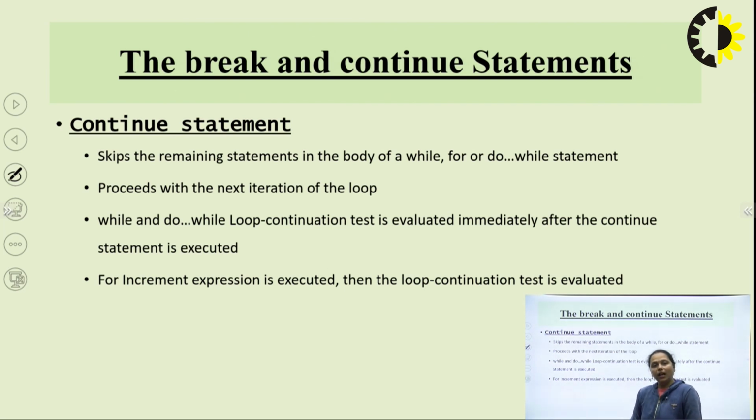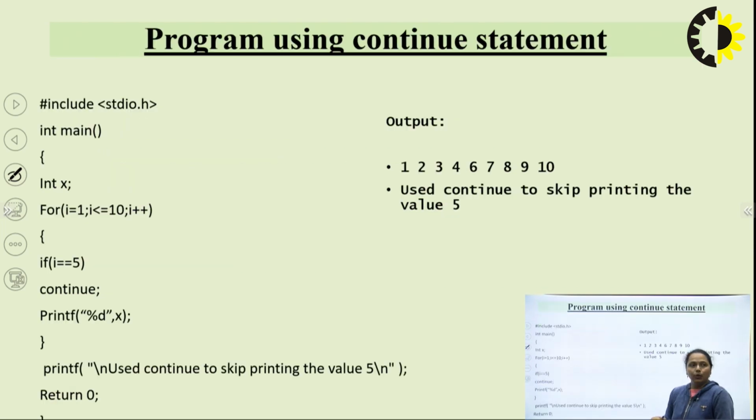The break statement will come out of all the loops. If we are using a nested loop, in that particular case, the break statement will come out of all the loops. But while we are using the continue statement, in that particular case, it will come out of only one loop and will resume from the next iteration.